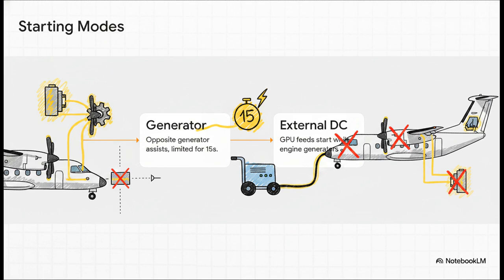Third, picture a ground power unit connected to the left side forward fuselage, with a big red X over the engine generators. That's because when DC external power feeds the airplane to start the engines, the EPCU totally inhibits the engine generators from connecting. The memory aid here is GPU keeps gens in the dark.